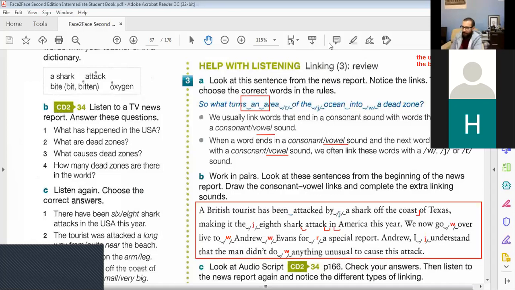Track 34. A British tourist has been attacked by a shark off the coast of Texas, making it the eighth shark attack in America this year. We now go over live to Andrew Evans for a special report. Andrew, I understand that the man didn't do anything unusual to cause this attack.